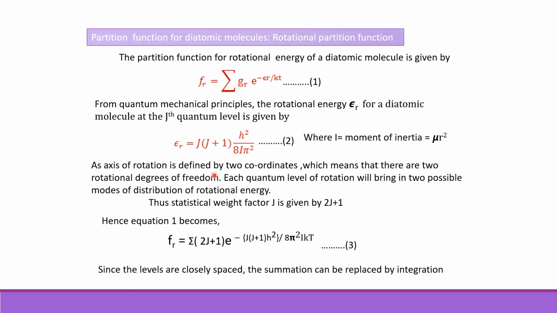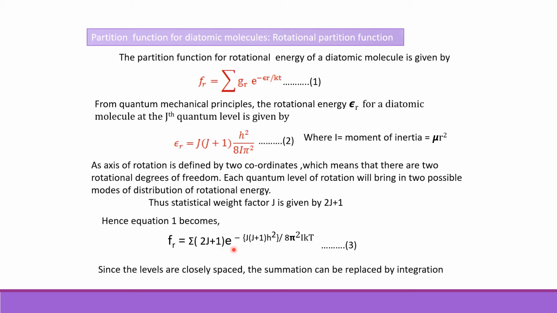So this equation 2 is the equation for rotational energy epsilon r for a diatomic molecule for the jth quantum level. And in this equation, I is the moment of inertia, which can be calculated by mu into r square. As the axis of rotation is defined by two coordinates, there are two rotational degrees of freedom. Each quantum level of rotation will bring in two possible modes of distribution of rotational energy. So the statistical weight factor is given by 2J plus 1. Hence, equation 1 becomes Fr equal to summation of (2J plus 1), the statistical weight factor, into e raised to the power minus epsilon r divided by kT.